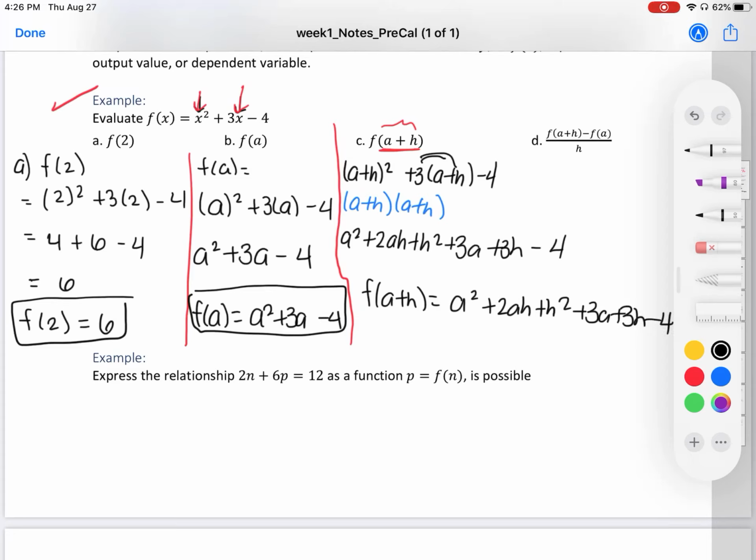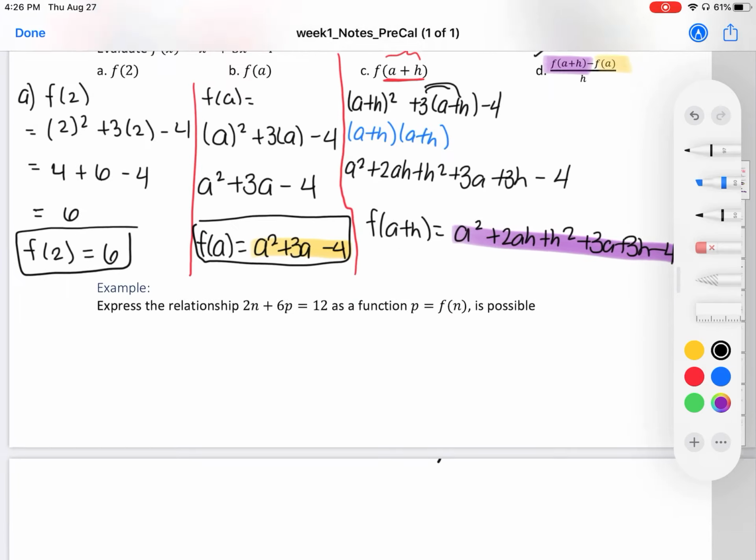All right, I'm all out of space for D. We can go ahead and give this a try. You have part of it done. f of a plus h is what we have here. f of a plus h minus f of a is what we have here, all divided by h. And this should look familiar. This is actually called the difference quotient. And you should have seen this in your college algebra class.